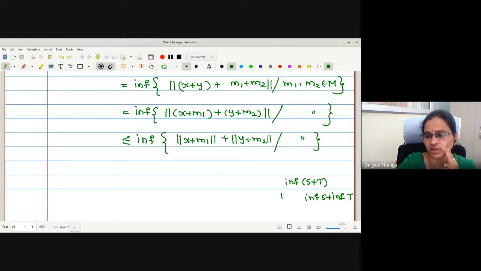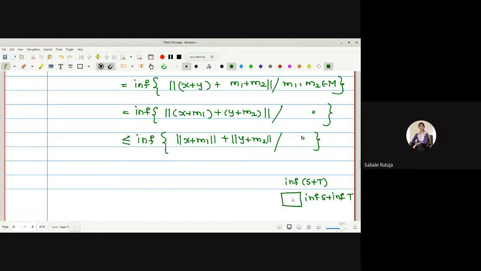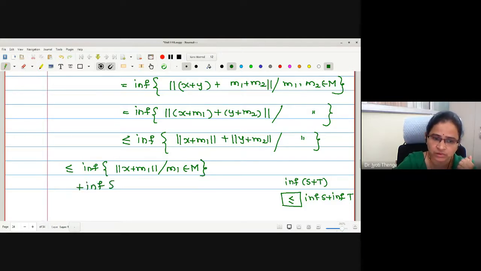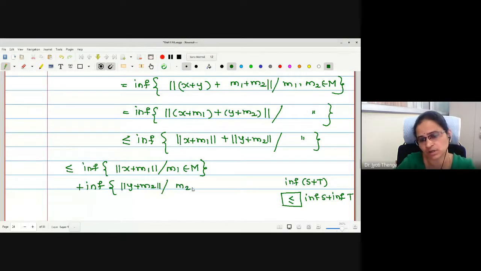What is the relation here? Less equal, ma'am. Yes, it is less equal. Therefore, this less equal continued as it is, and I will write this as inferior. First set I will collect norm of x plus m1. Now I will write simply m1 is in M. Then added with inferior norm y plus m2, and here I will write m2 is in M.